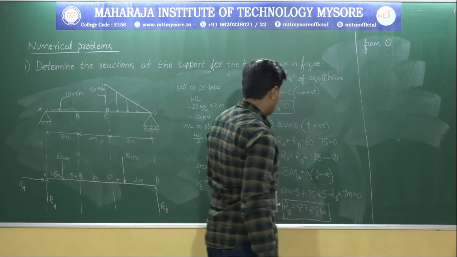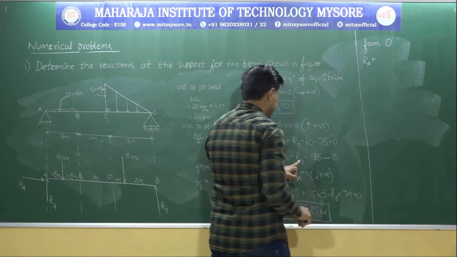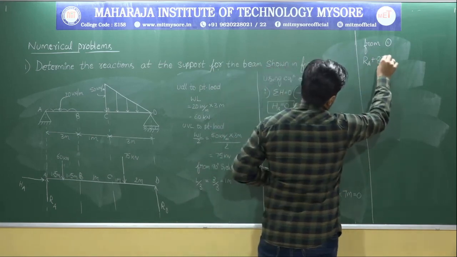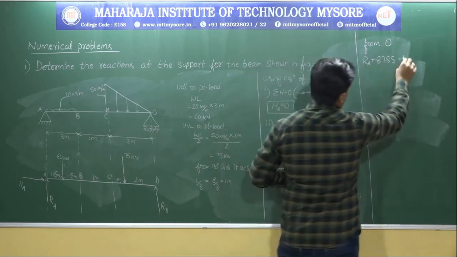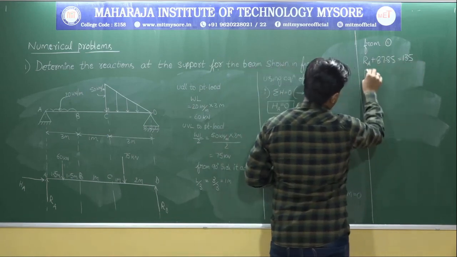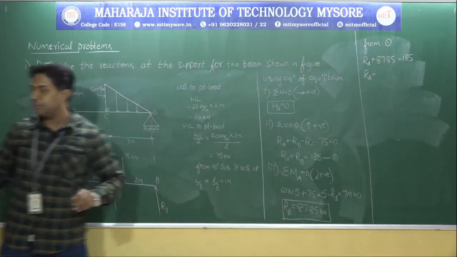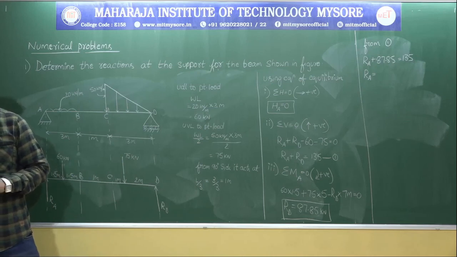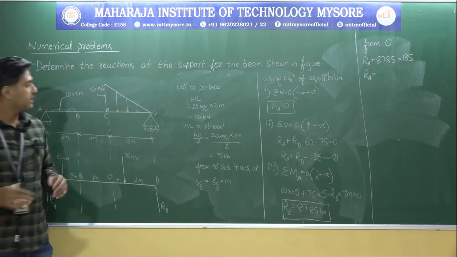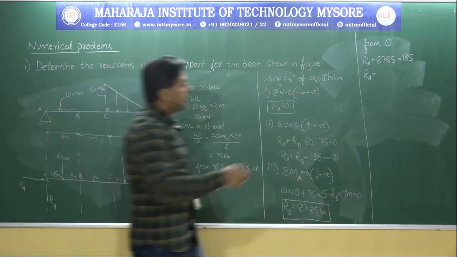So RA, that only I need to calculate. RA plus RD, just now I have calculated it, 87.85 is equal to 135. So finally the value of RA, if I transfer it to that side, 135 minus 87.85, so the value that I am getting here is 97.15. Okay, so it's 97.15.